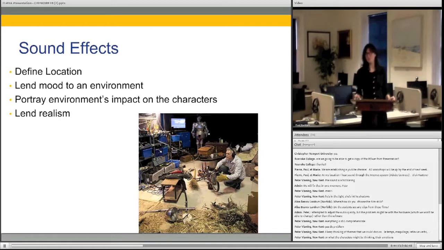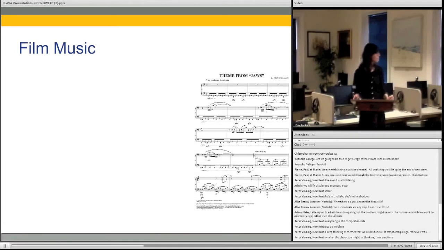Sound effects have a few really basic functions: defining location, lending mood to an environment, portraying the environment's impact on the characters, and also lending realism, right? If you see a film where somebody closes a car door and there's no noise, you know that something weird is going on too, right? Film music, famously the theme from Jaws over on the side here. Actually, okay, so I've said establishing setting, but I'd like to generate from you some of the things that film music does for us as spectators.